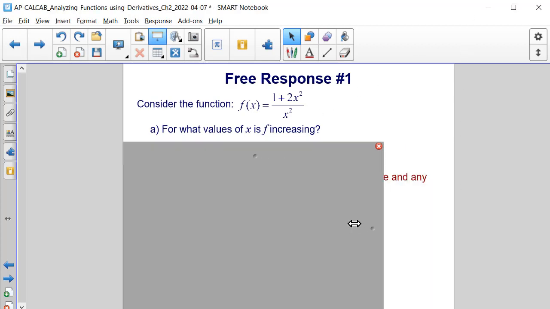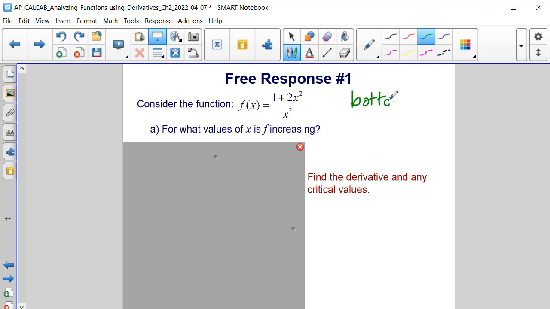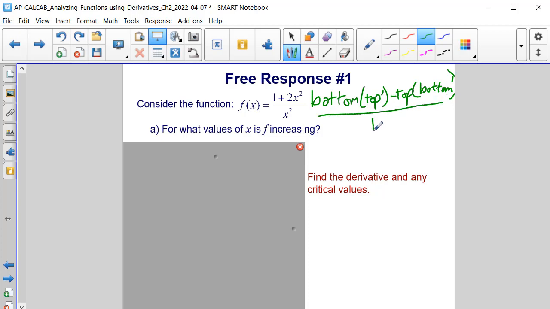We're going to begin by finding the derivative of our function and then any critical values. And since we have a quotient here, we're going to have to use the quotient rule in order to find it. So the quotient rule is the bottom times the derivative of the top, so top prime, minus the top times the derivative of the bottom, or the bottom prime, all over the bottom squared.